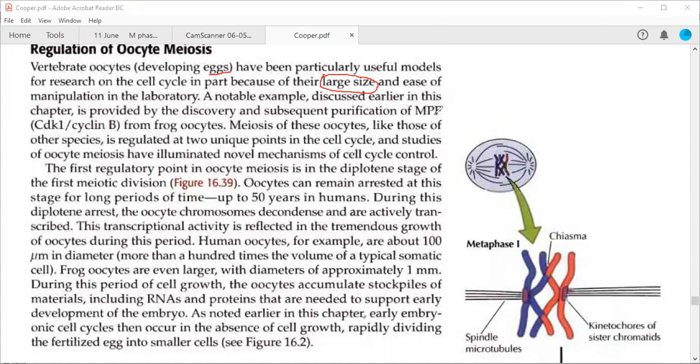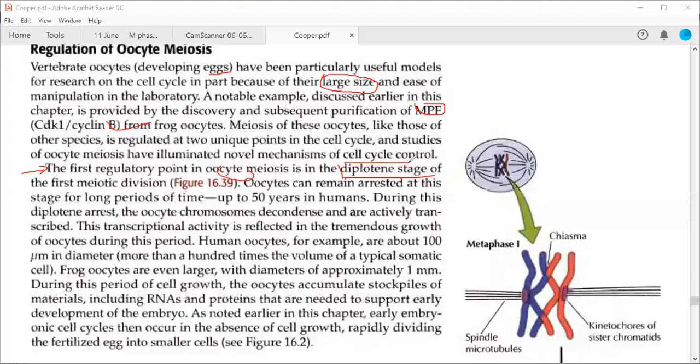One is maturation promoting factor, which was discovered in frog oocytes, and this is a complex of CDK1 with cyclin B from frog oocytes. Now, the question is how these regulatory points, or checks, and this development or maturation are being regulated. The first regulatory point in oocyte meiosis is the diplotene stage.